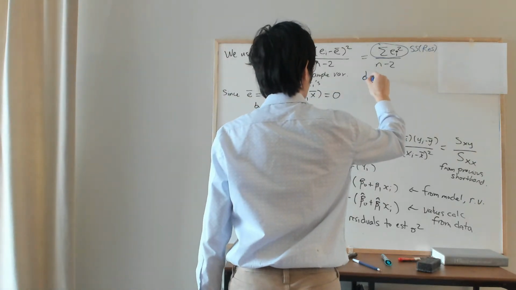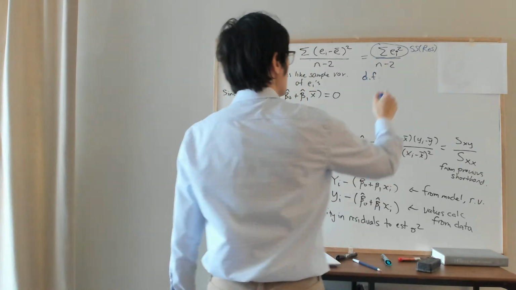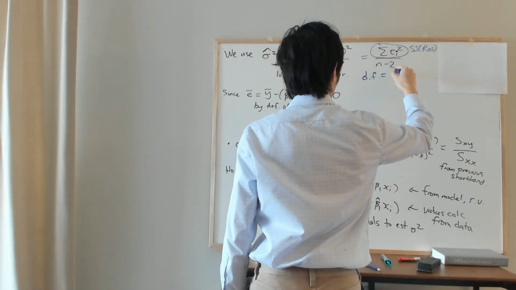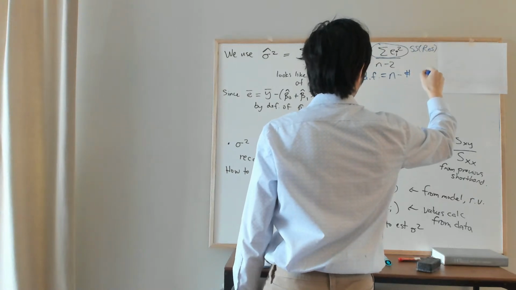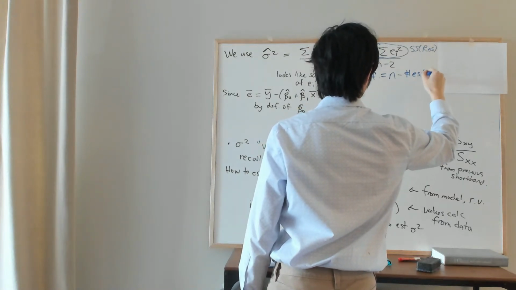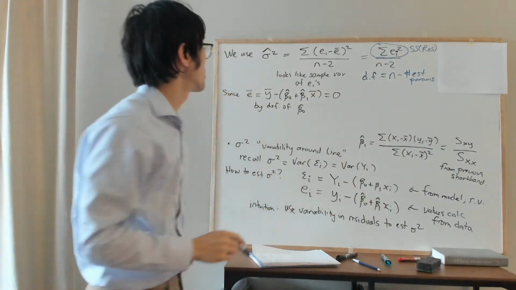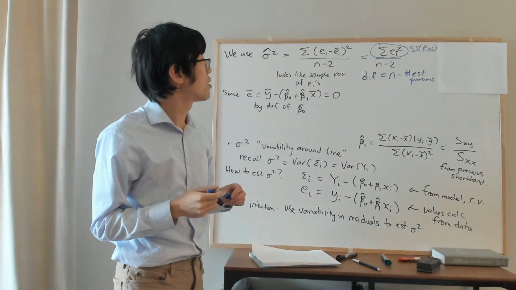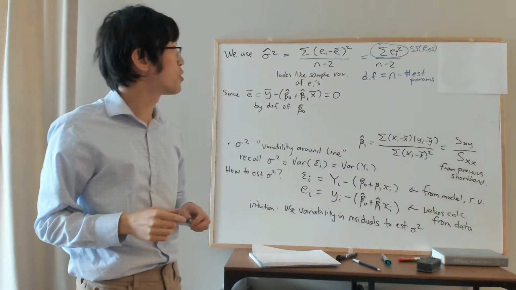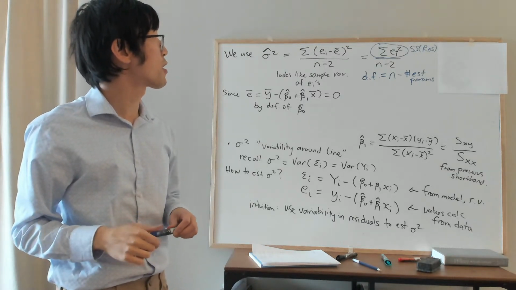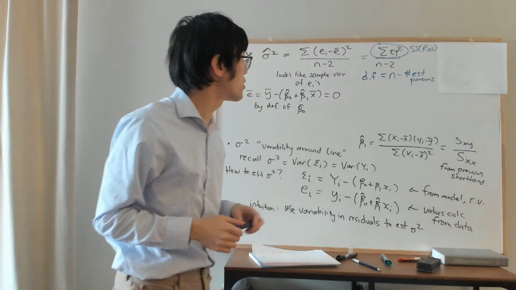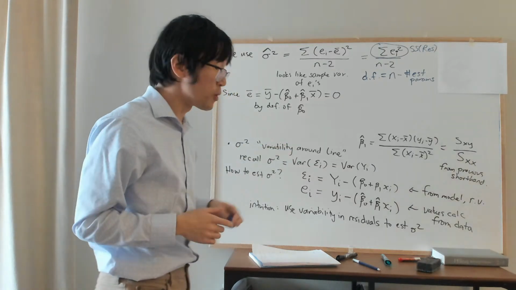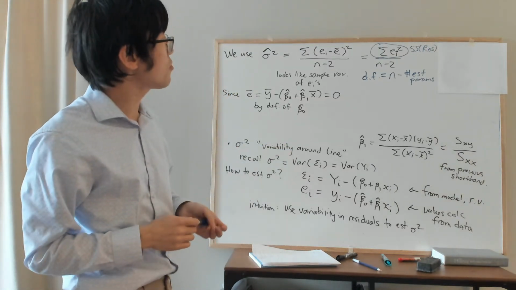I'm going to abbreviate degrees of freedom by df. We calculate it by taking n minus the number of parameters estimated. There are 2: we estimated beta 0 and beta 1. Those are our 2 model parameters. So we subtract 2 from the number of data points, n minus 2. So that's one way to explain it.